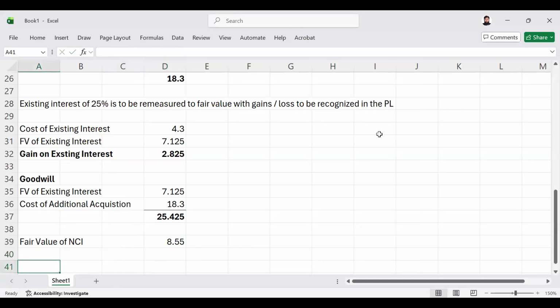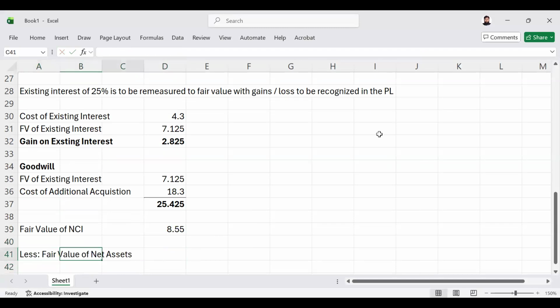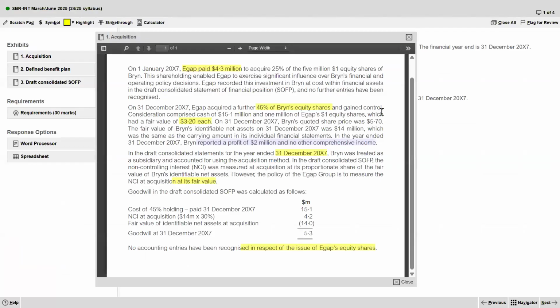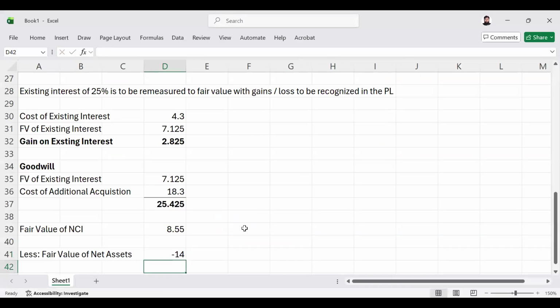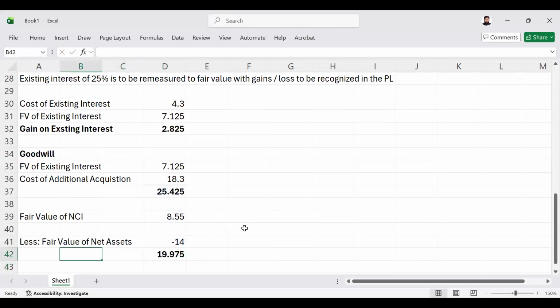8.55 is the fair value of the NCI, less fair value of net assets. The fair value of identifiable net assets at 31st December X7 was 14 million, which was the same as the carrying amount in its individual financial statement. Brian reported a profit of 2 million and no other comprehensive income. So what actually happens is 14 million. Hence we have the goodwill at acquisition.